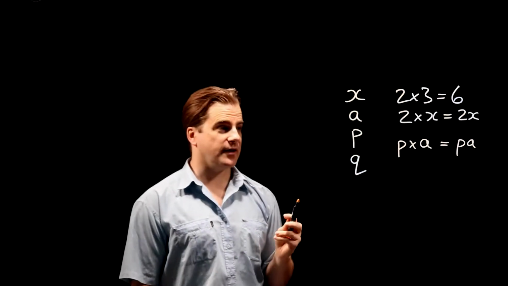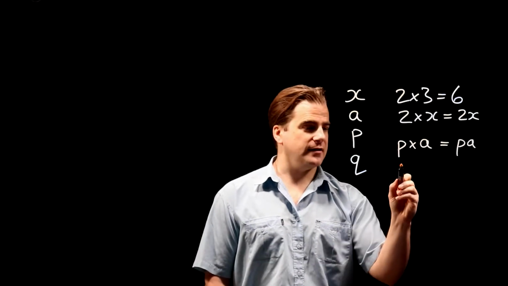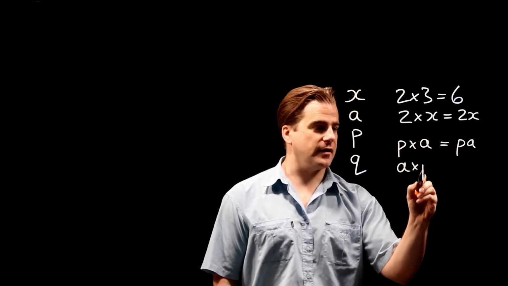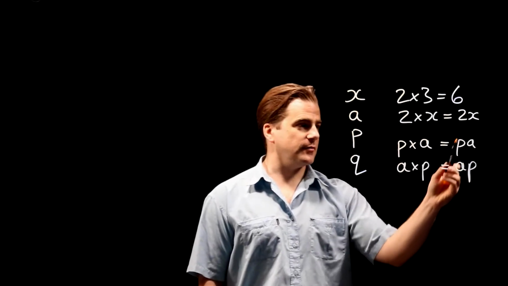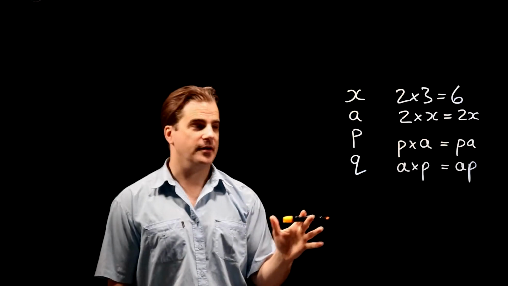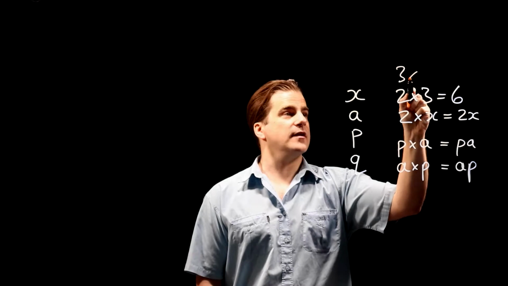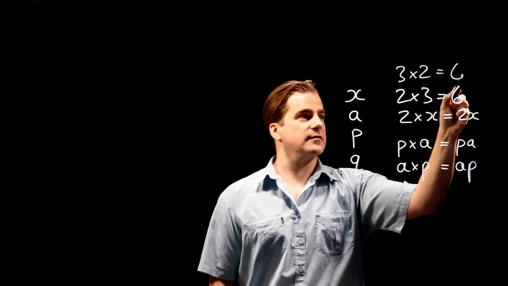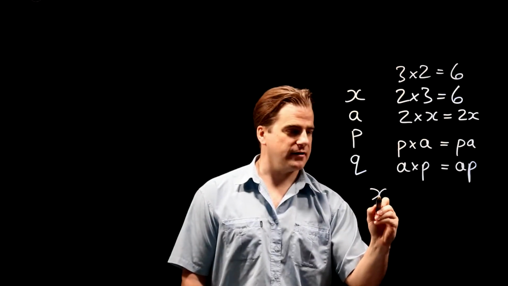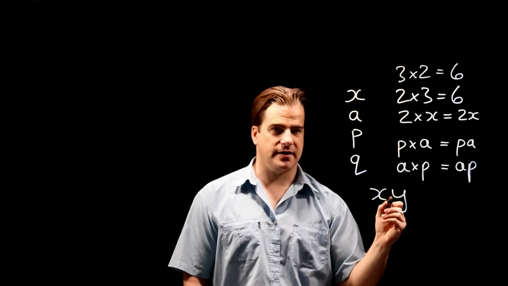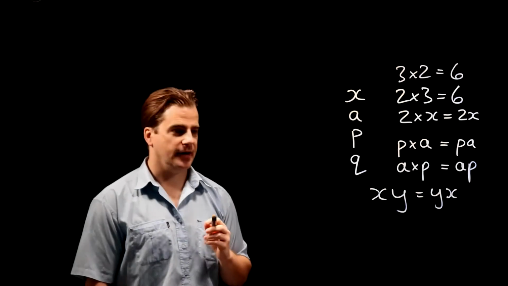We don't need to write the multiply symbol if we don't need to. And P times A is exactly the same as A times P, which is just AP. So PA and AP are the same. The order of multiplication doesn't matter, in the same way that 3 times 2 is also 6. Okay? So PA and AP is the same thing. Likewise, XY is the same as YX. Okay?